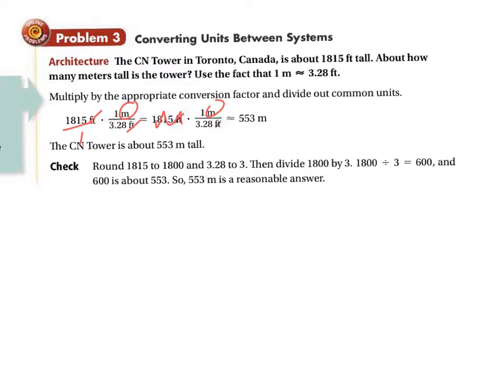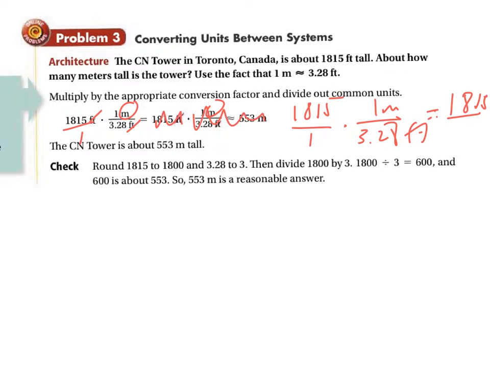And so we end up multiplying straight across. I'm just going to cross this stuff out. We have 1815 over 1, and again 1 meter over 3.28 feet. And so really, in the end, we're going to have 1815 over 3.28, and you have to divide that out. And we find that it's about 553, and again our label there is going to be meters, so 553 meters.